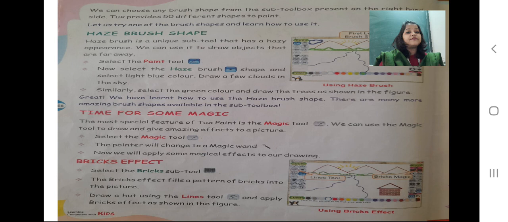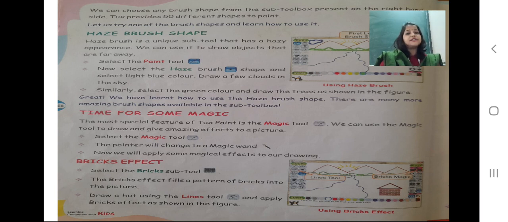Next, time for some magic. One of the most special features of Tux Paint is the magic tool. As we all know, the magic tool is an important part of Tux Paint, and using the magic tool we can give different magical effects to the drawing. Now suppose we have drawn a scenery. We have drawn the mountain, a house, the sun, the rivers, using the paint tool. Now we want to give some magical effects. So which tool will we use? We will use the magic tool.